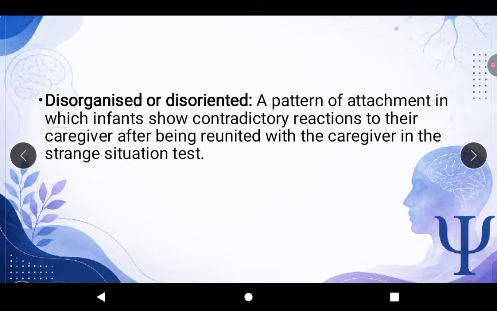Okay, so there is what is known as disorganized or disoriented. It is just a type of attachment in which an infant will show a contradictory reaction to their caregiver after being reunited with the caregiver in the strange situation test. So I'll give an example here where the caregiver leaves, then they come back. A child will try to act in a different way, because the caregiver had left them there, they will be maybe rude to the caregiver because they had left the child. So that is disorganized or disoriented. They'll just act in a contradictory way, in an opposite way to what the caregiver would expect.